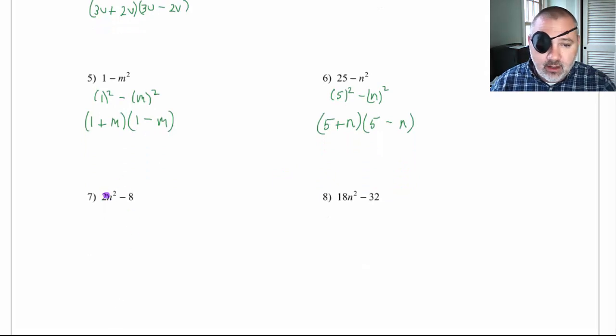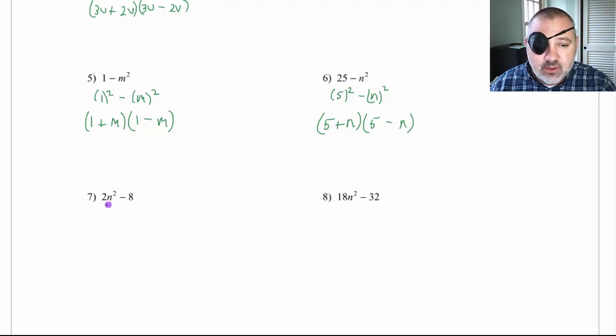Well, when I look at it, I want to square 2n squared, but if I square 2, I don't get 2, I get 4. So I do not have a perfect square here. Matter of fact, both of these are not perfect squares. But remember what I said at the beginning? We might have a greatest common factor. So let's see if we can take out a greatest common factor.